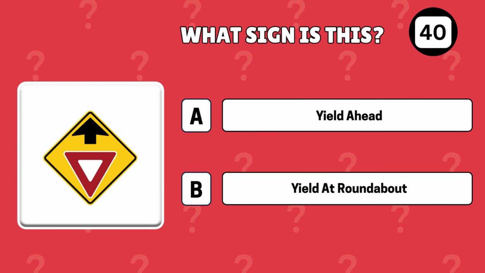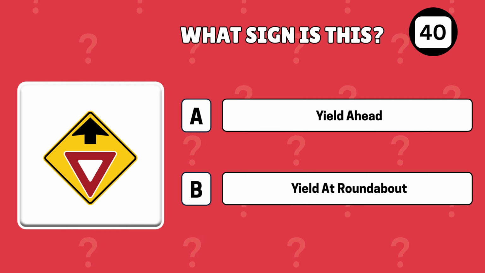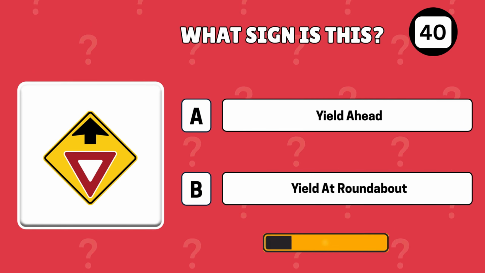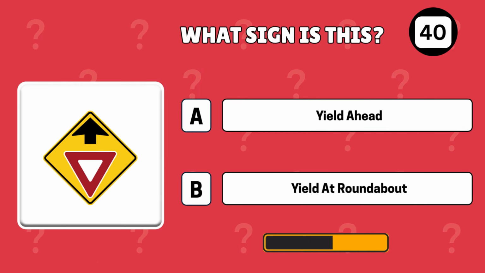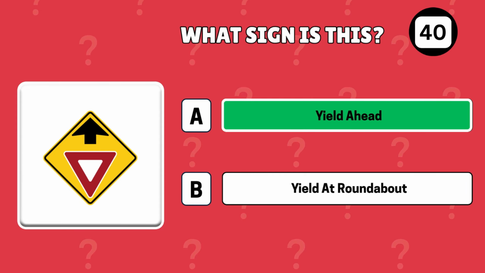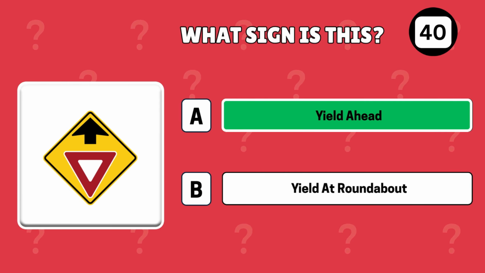What sign is this? A. Yield ahead. B. Yield at roundabout. Excellent! This is the yield ahead sign.